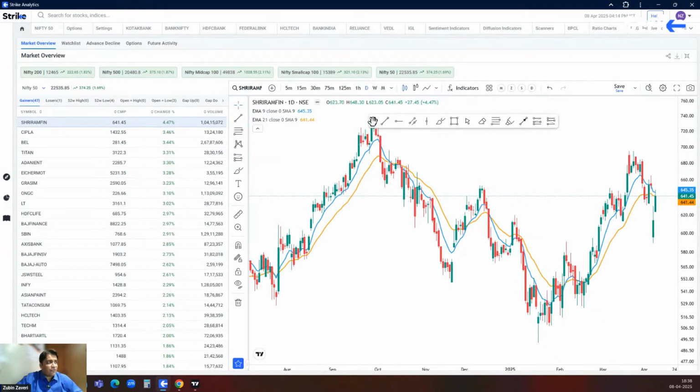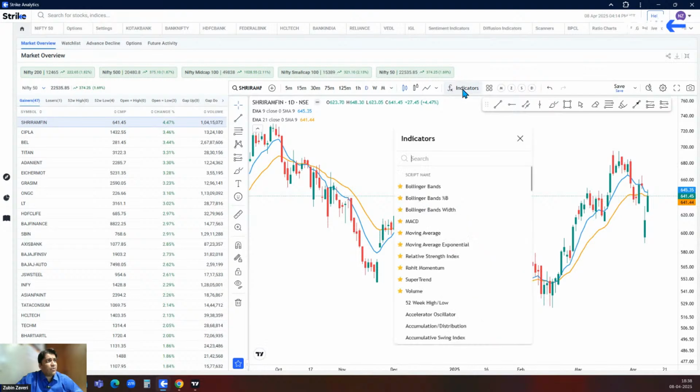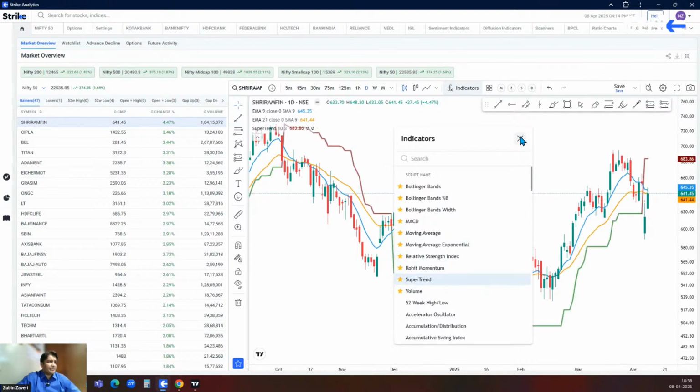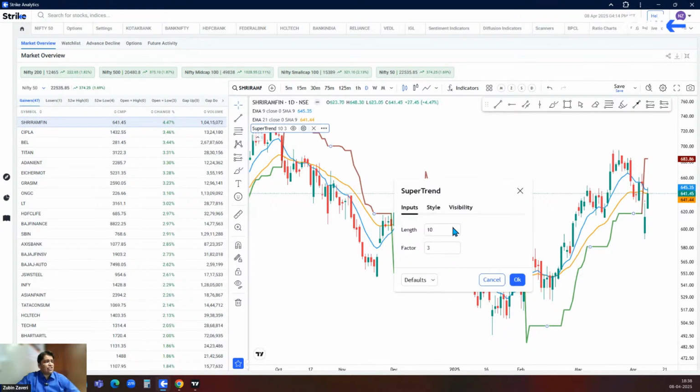Now, to refine this further, what we can do is we can also look at a trend. All right, and as the name suggests, there is something called a super trend indicator. So super trend indicator, if we go to the settings, we will not change the settings, but the length is 10 and the factor is 3. We'll keep the factor as 3.